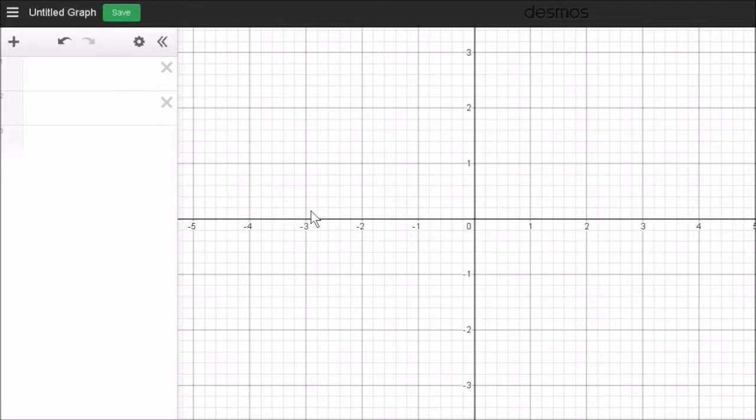In this video we're going to look at the equation of a straight line, so if you go ahead and open up Desmos you'll get this screen here. Now before we get started, let's look at some basics.